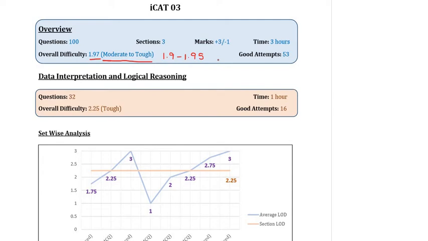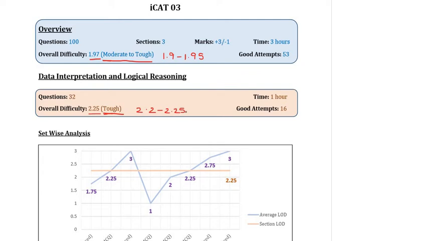Coming to the DILR section, the DILR section was rated as tough as expected. Typically, it is the toughest section of the mock as well as of CAT with an average difficulty level of 2.25. Again, to put things into perspective, the difficulty of DILR in CAT has been rated to be between 2.2 to 2.25. So in that sense, this was very similar to a typical DILR section in the actual CAT.